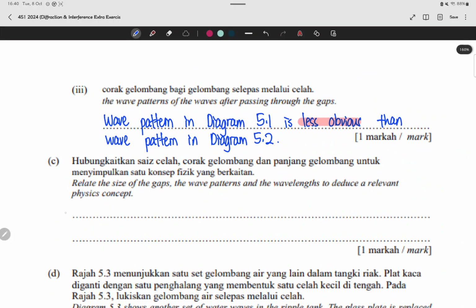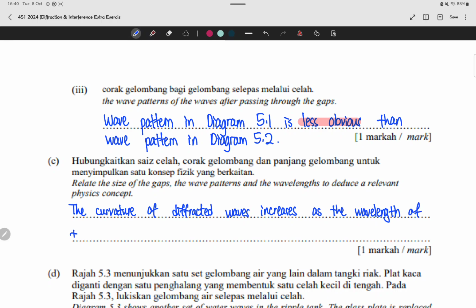So what can we write here? The curvature of diffracted waves increases, meaning it is more curved and more obvious, as the wavelength of the wave increases or the size of gap decreases. So there are two conditions for the curvature to increase: first, the wavelength is long, and second, the gap is small. That is why it can be more obvious.